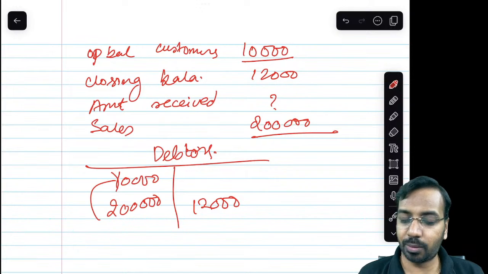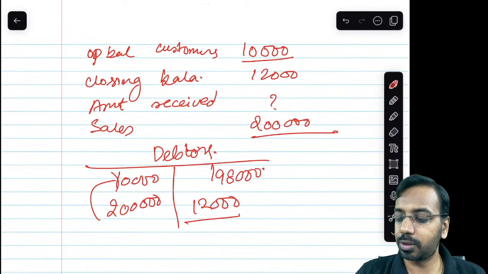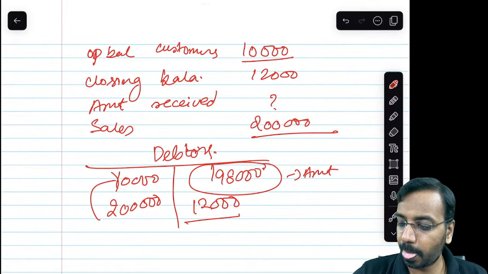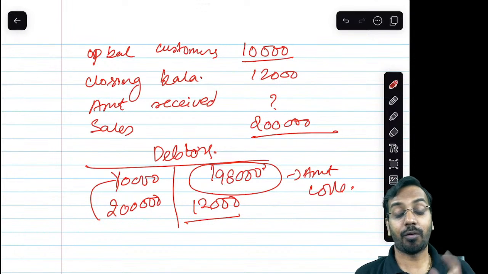So 2 lakhs plus 10,000, 2 lakh 10,000 minus 12,000, 1 lakh 98,000. So 1 lakh 98,000 is the amount collected. This is the cash flow from debtor for direct method.